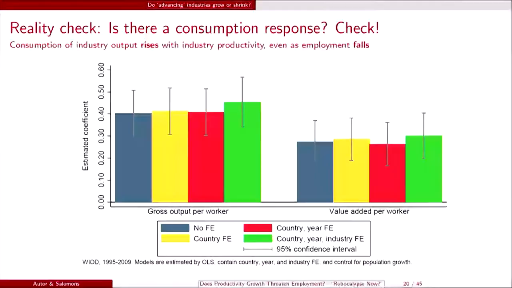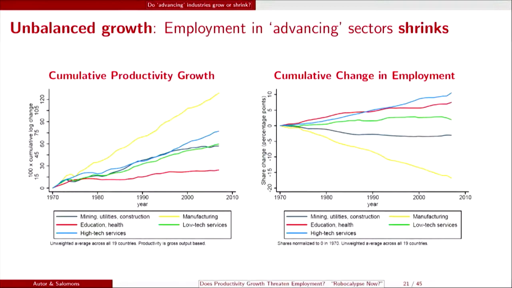Output is rising, consumers are ultimately consuming more of the good, and employment is falling. So it's a convex combination of the two, what you might expect. And this reminds us of something that you all know by way of background, which is unbalanced growth.